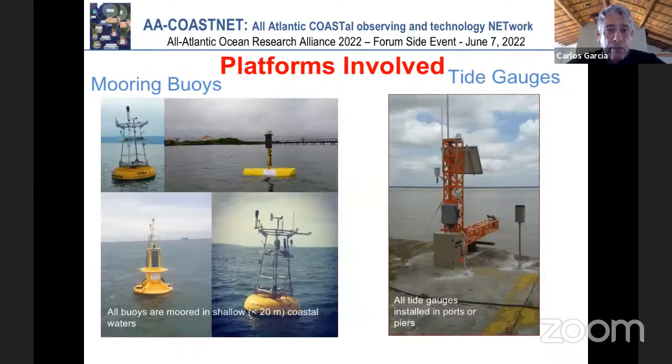Most of the platforms are mooring buoys. We have been using four different buoys, and the tide gauge has been constructed in Brazil, but all the equipment is brought from abroad. So we got a lot of instruments from Canadian, American, and Spanish companies. And most of them come from the United States, Seabird and other kinds of manufacturers. Those buoys are located in different parts of Brazil.